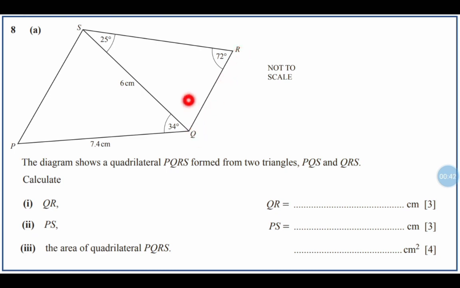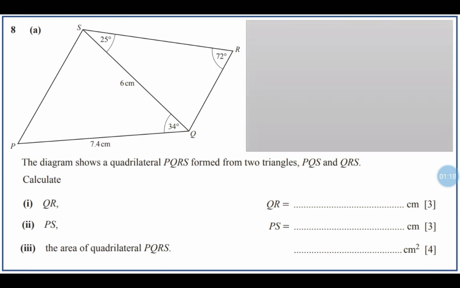Remember, this is an oblique triangle. It's not an isosceles triangle. It is not a right triangle. It is an oblique triangle or a scalene triangle. And what we know is only SQ. And then we have angle S or RSQ, which is 25 degrees, and we have SRQ, which is 72 degrees. So how do we do this?